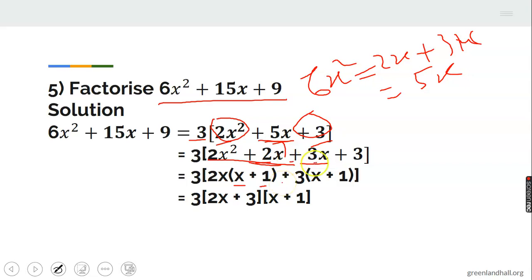Now what is common between 3x and 3? What's common between 3x and 3 is plus 3. So when you factorize, you have x plus 1. So this x plus 1 is common to both. You put that one in one bracket, then 2x plus 3 in the other bracket. So this is the factorized form of it.